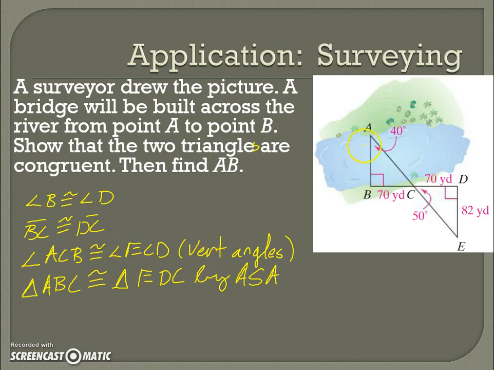So to find the length of AB, I know that AB and ED are the corresponding parts. ED is 82 yards, so because this is the corresponding side, it must be the same. So AB equals 82 yards because corresponding parts are congruent. When you get into high school geometry, you say corresponding parts of congruent triangles are congruent, CPCTC. That's a rule that you'll write out. So that's why it's 82 yards.